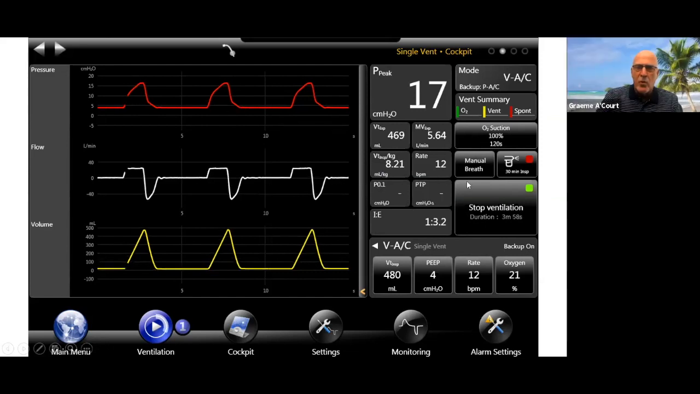Over here, some issues of work of breathing, P0.1 or the PTP. I think that's important, but do we measure them much? Maybe with asynchronous ventilation, these things would be important.